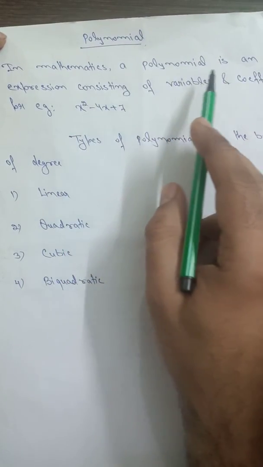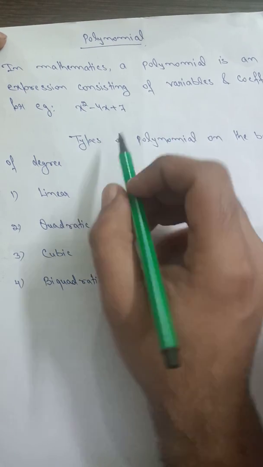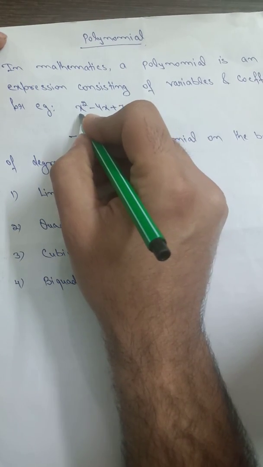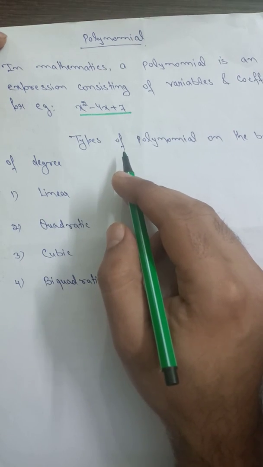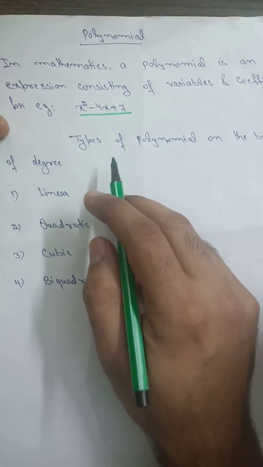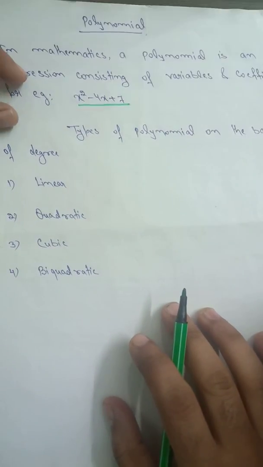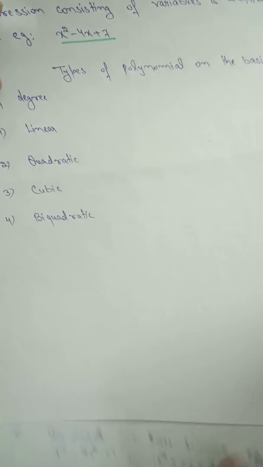In mathematics, a polynomial is an expression consisting of variables and coefficients. For example, x square minus 4x plus 7. Now we are discussing types of polynomial on the basis of degree. First of all, before taking this topic, I think we should be very clear about what a degree is.